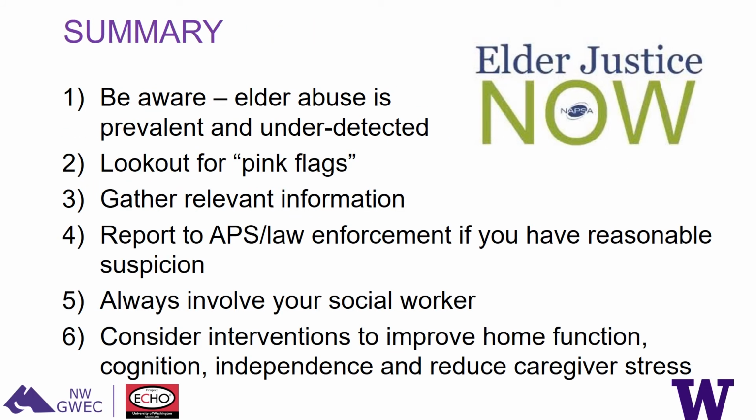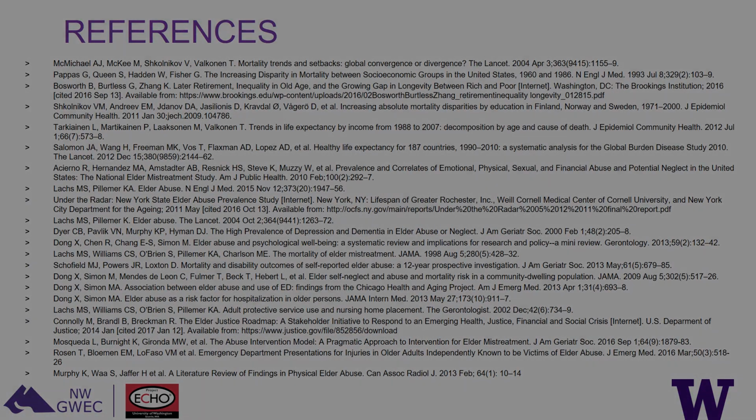So that's it. This is the summary. Be aware, elder abuse is prevalent and under-detected. Always look out for pink flags, and when you notice them, gather the relevant information and report to APS or law enforcement if you have reasonable suspicion. Always involve your social worker when you're making a report because they can be really helpful in all the steps, and consider interventions to improve home function, cognition, and independence to reduce caregiver stress as first steps towards intervening. And those are just references for you.